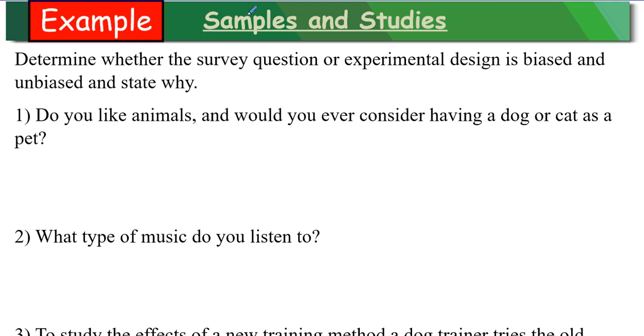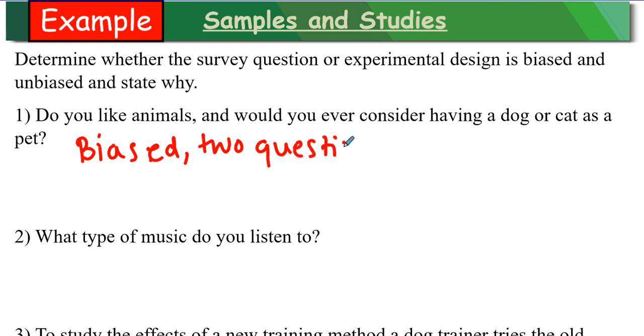So determine whether the survey question or experimental design is biased or unbiased and state why. So question 1, do you like animals and would you ever consider having a dog or cat as a pet? This is biased because it asks 2 questions at once. You can't do that. You only have to ask 1 question at a time because how could you even say yes or no because you're being asked 2 things at the same time. So biased, 2 questions in one statement.